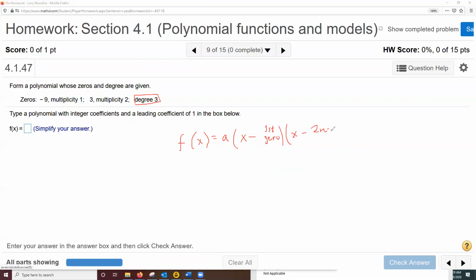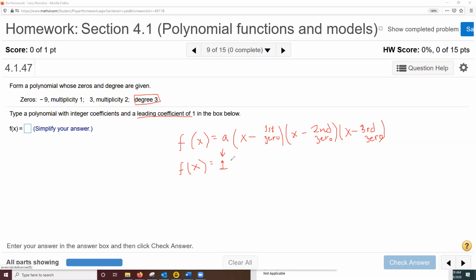All right, now let me talk about multiplicity. Multiplicity means how many times does that 0 appear in the function? Because a certain 0 may appear more than once. All right, well, if it says multiplicity 2, what that means is that 0 shows up twice. All right, well, I'm going to start filling in then for my problem. They told me the leading coefficient was 1, so I'm going to replace a with 1.